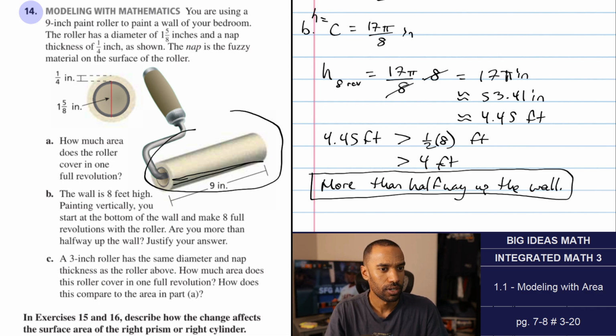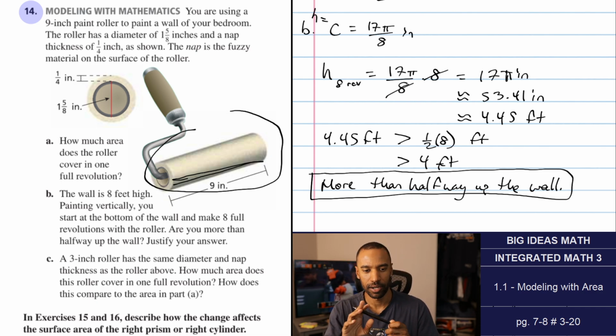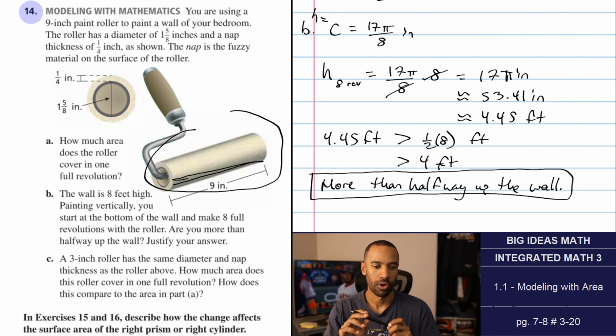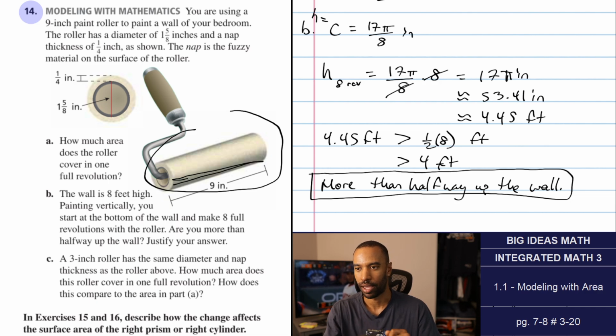Was this called a 9-inch roller? Yeah. So turn this 9 into a 3. Has the same diameter and nap thickness as the roller above. How much area does the roller cover in one full revolution? How does this compare to the area in part A?